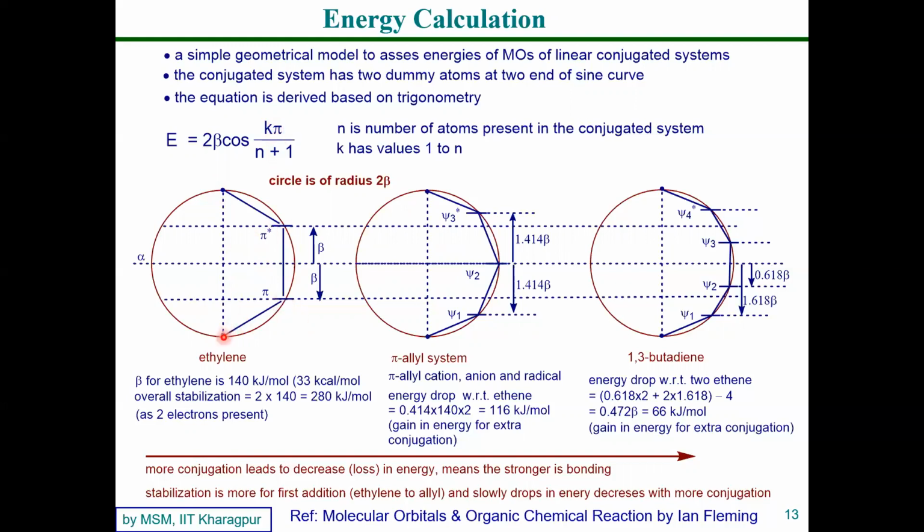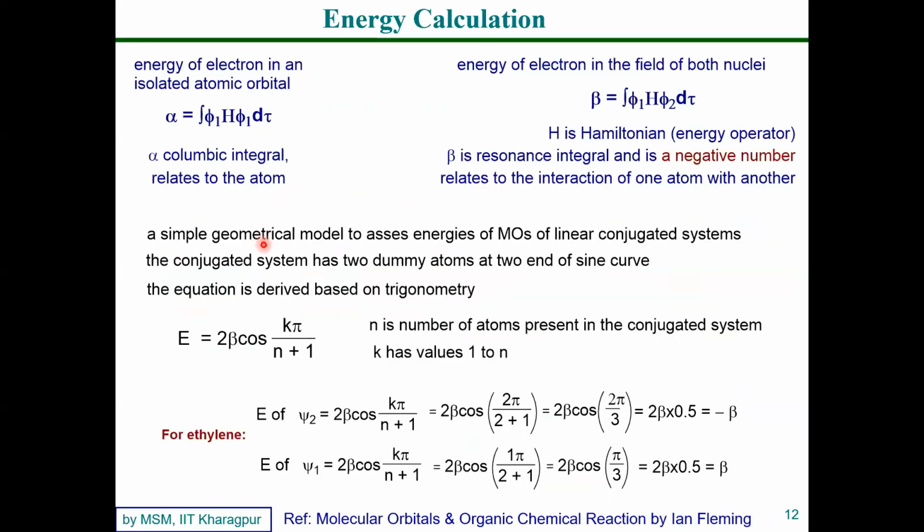If you see, this is the dummy atom, this is k equal to 1, and this is k equal to 2, the second atom. It is the same for the pi allyl system. If you consider only this one and want to calculate the energy for the ethylene system, for psi 2, which means pi star, k will be 2 and n is 2, and you get minus beta. Beta is a negative number, so overall it will be positive, which means it will be higher in energy.